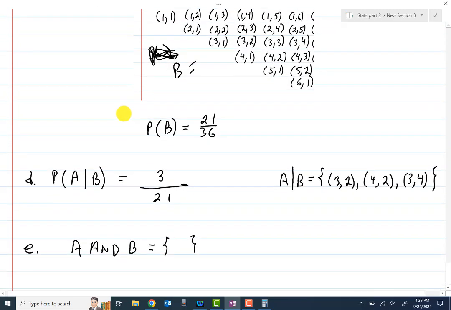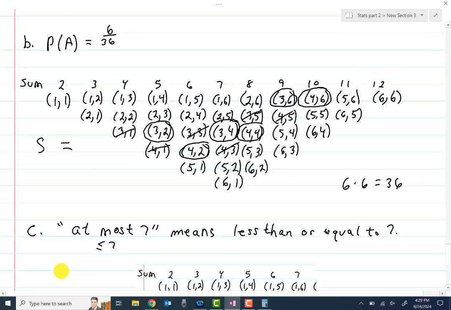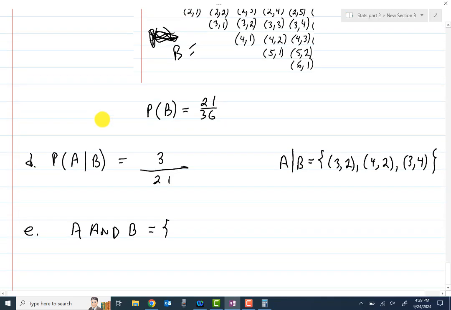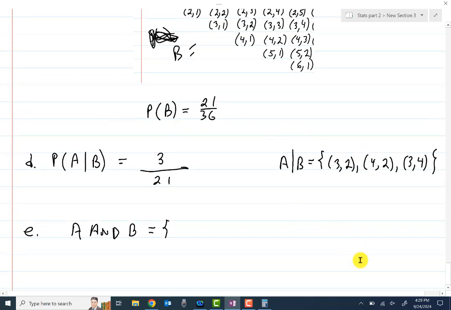So in fact, I'll write it out. Why not? It's going to be the circled items within those. So forget about those on the right. I want 3, 2, 4, 2, and 3, 4. Look at that. The only difference that you should know is the sample space associated with this only has 21 items. The sample space associated with this has 36 items, so be careful.